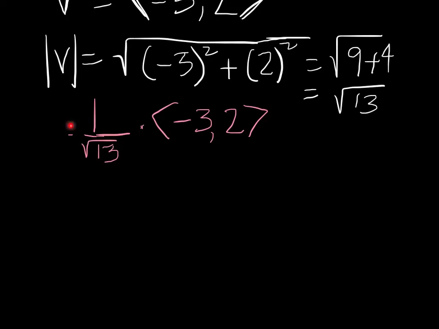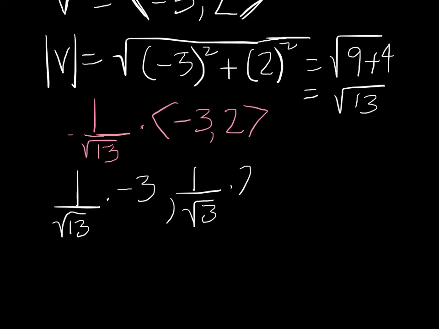This right here is a scalar. What that means is just a number. I'm going to take that number and multiply it times the component form of a vector. It's almost like I'm going to distribute it. Like I said, we talked about doing that in the first part of 6.1. I'm going to multiply 1 over the square root of 13 times -3, and then multiply 1 over the square root of 13 times 2.